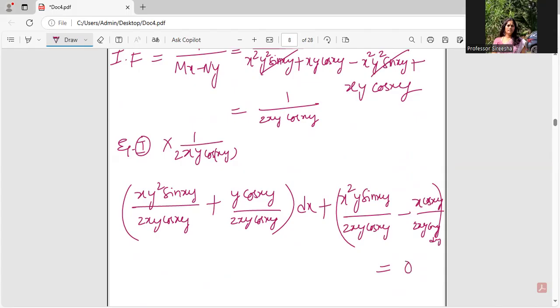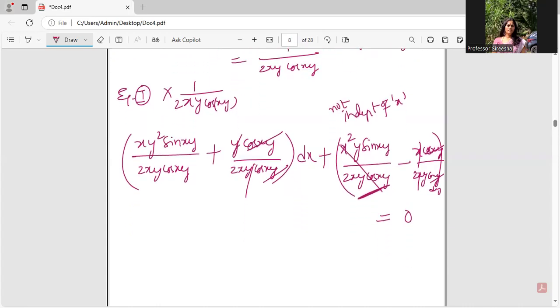Anything goes off, just see. Cos xy and cos xy goes off. y and y also goes off here. Here also cos xy goes off. x and x goes off. So this term is not independent of x. Not independent of x. So I don't want this.